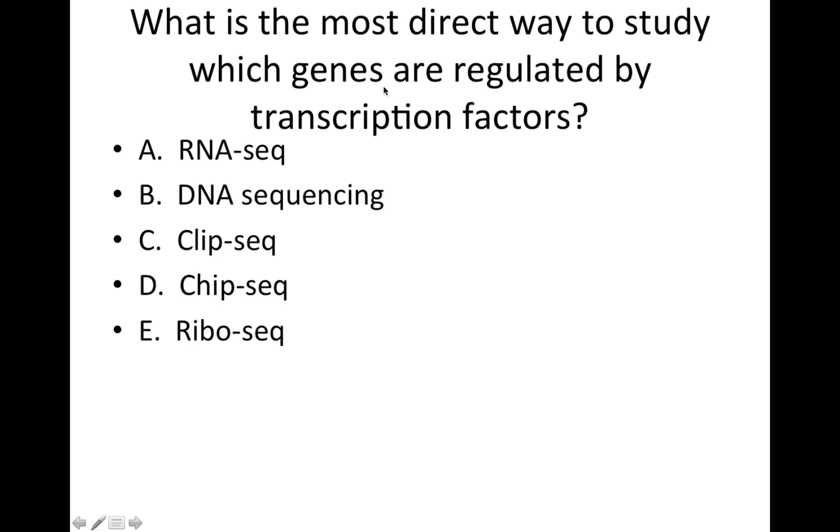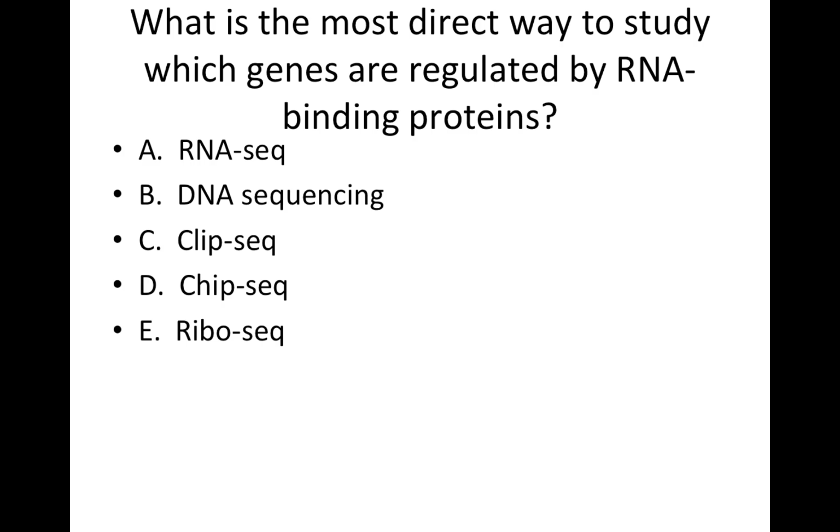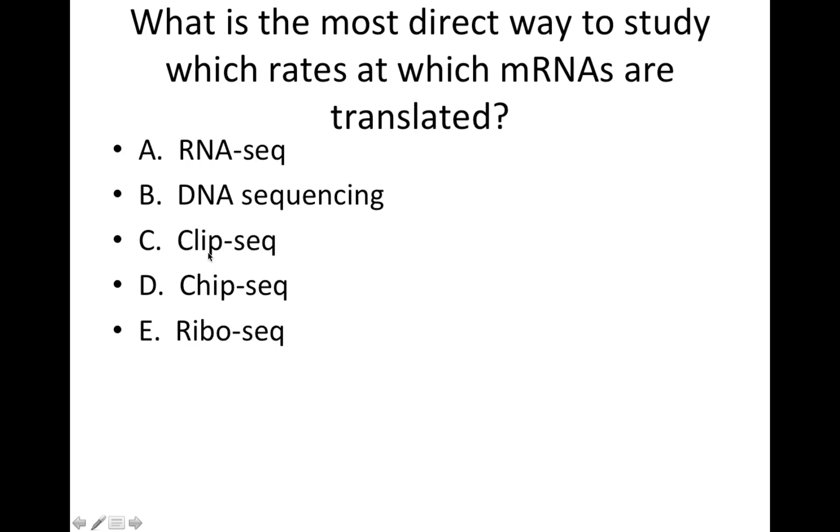What's the most direct way to study which genes are regulated by transcription factors? There we're looking for the answer ChIP-seq, because we did say we could do it with RNA-seq and knockdowns, but with ChIP-seq we're really directly looking at where the transcription factors are binding. Similar thing for RNA binding proteins. We said the answer there is CLIP-seq. And what's the most direct way to study rates at which mRNAs are translated? That's Ribo-seq.